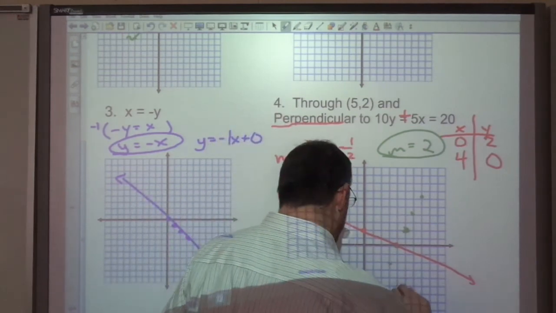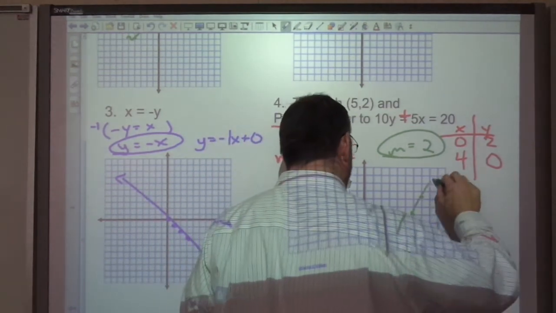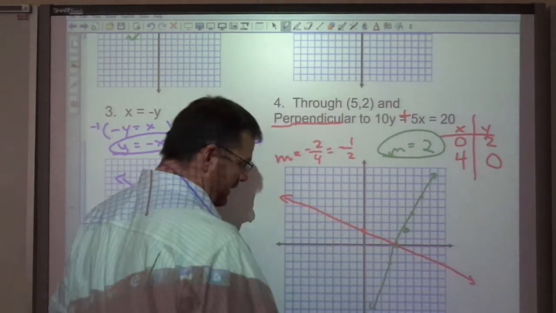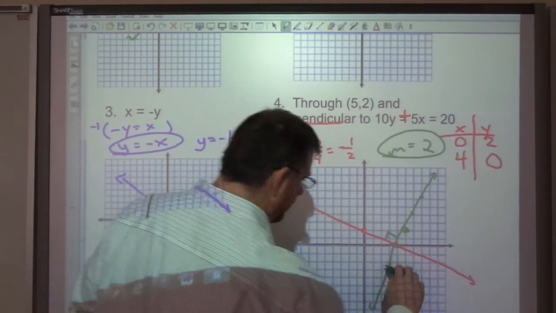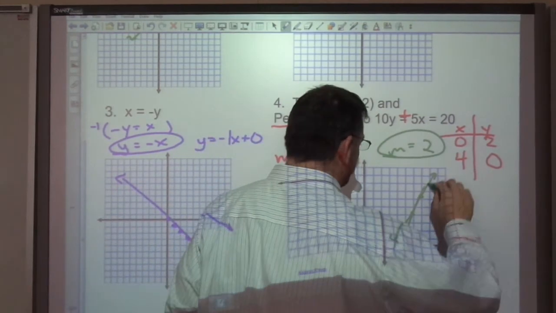So my green line is going to look like this, if I drew it well, which I didn't. And it should be perpendicular to the red line and go through this point. I didn't really draw it very well. That's a little bit better.